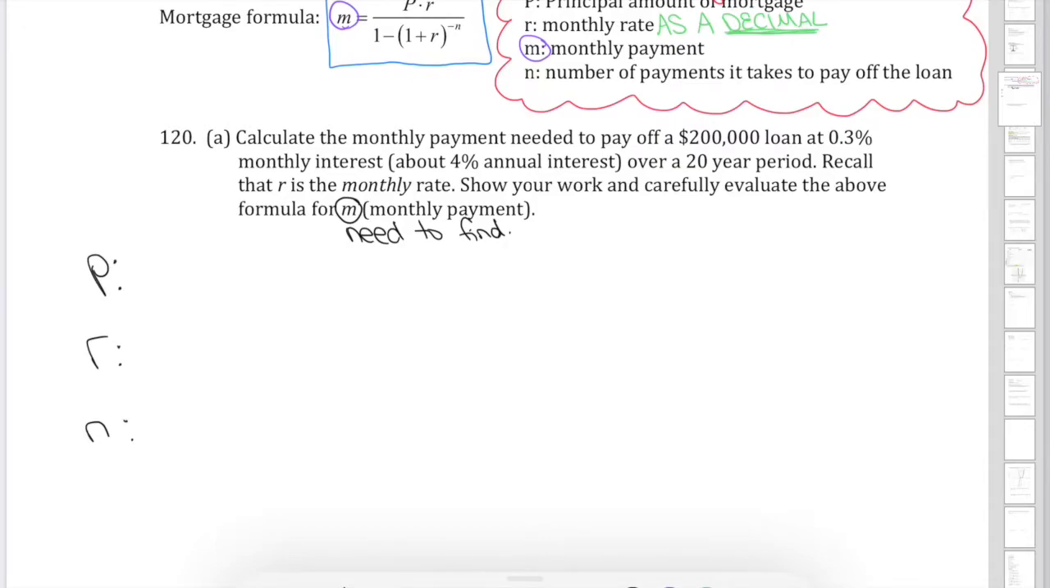Now recall, P stands for the starting or the principal amount of the mortgage. So if you look back in the problem, how much is this mortgage worth? That's going to be $200,000.